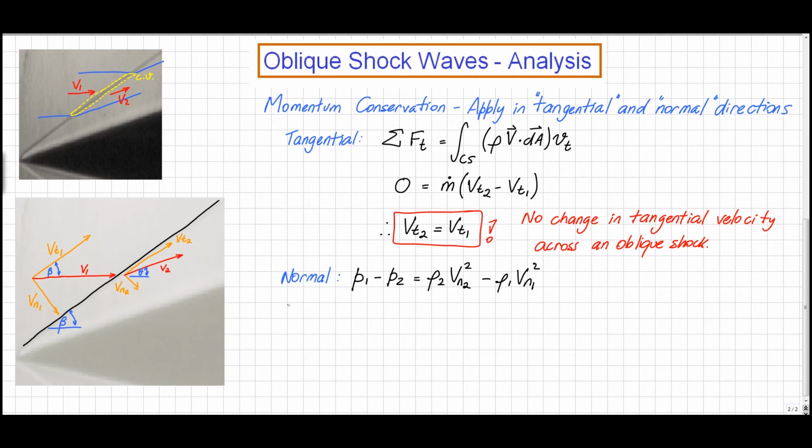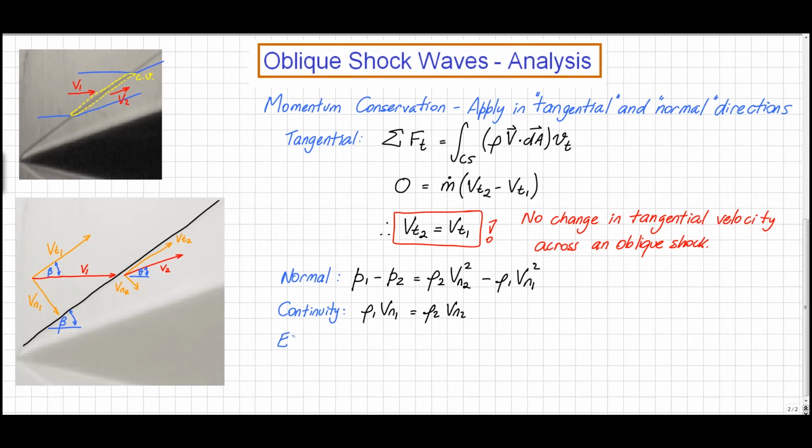We'll write our conservation of mass, or our continuity equation, for completeness. So the continuity equation will be what's coming in, ρ1 Vn1 times its area, and that will equal what's going out, ρ2 Vn2 times its area, and we've got rid of those areas again.